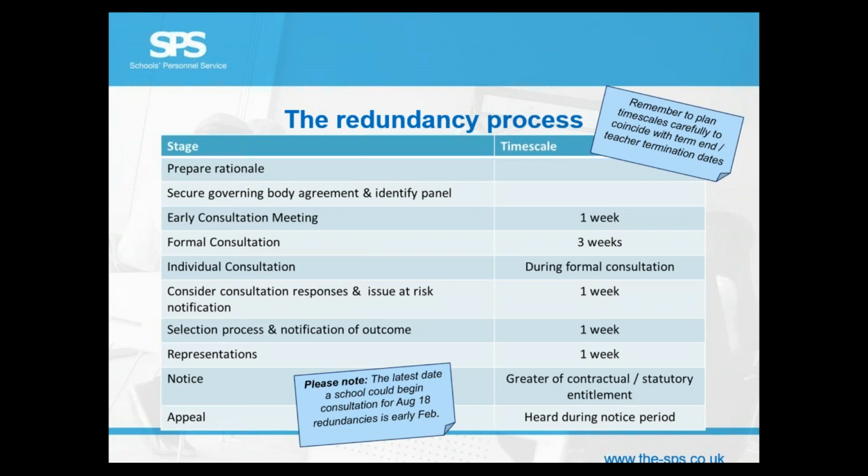So as we've already said, the starting point for your process would be preparing that rationale, securing governing body agreement to proceed with a redundancy process, and identifying a redundancy panel, and that's usually one or more members of your governing body. Then once you are ready to proceed, you'd be looking at convening a consultation meeting with your staff that were affected by the process, and also inviting union representatives to that meeting.